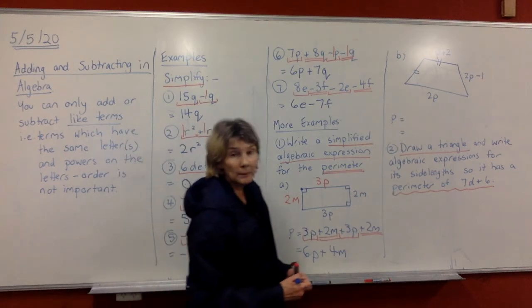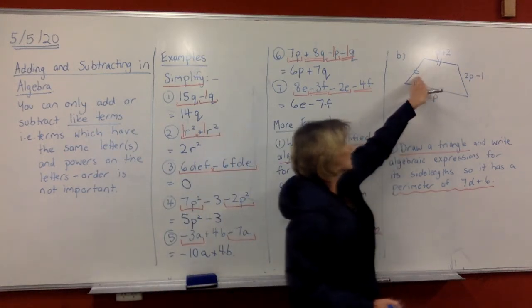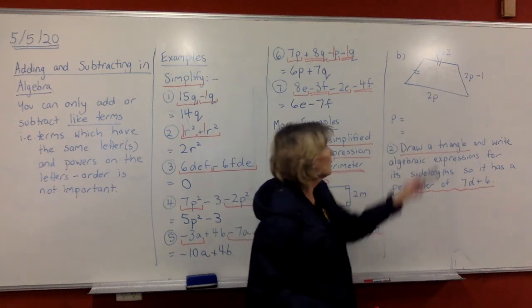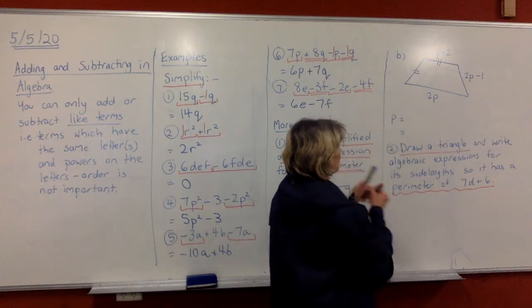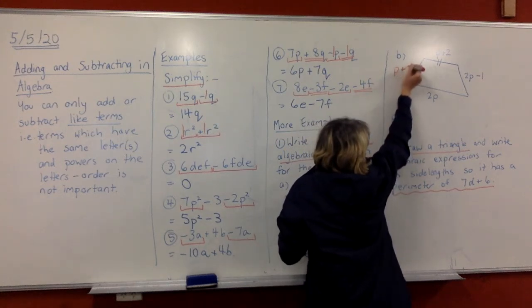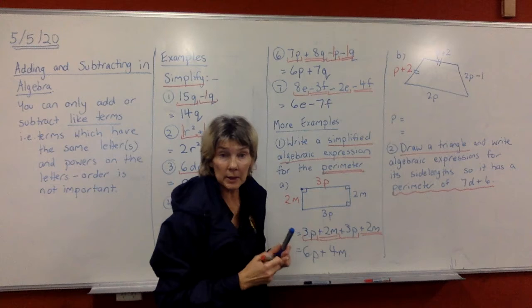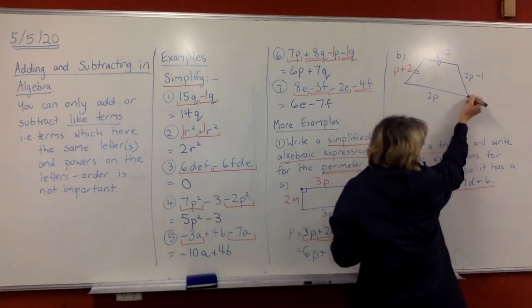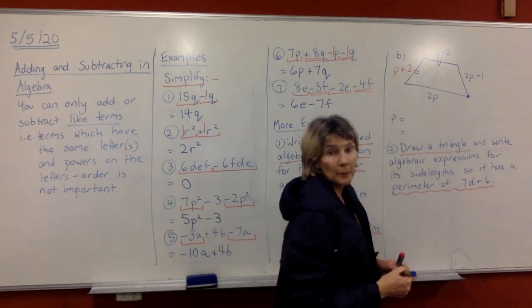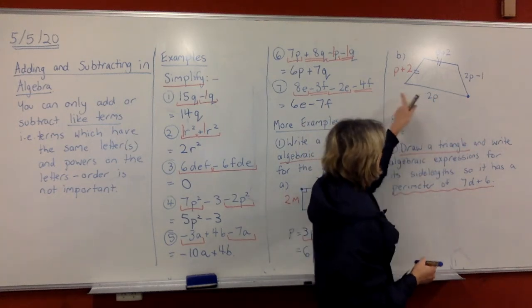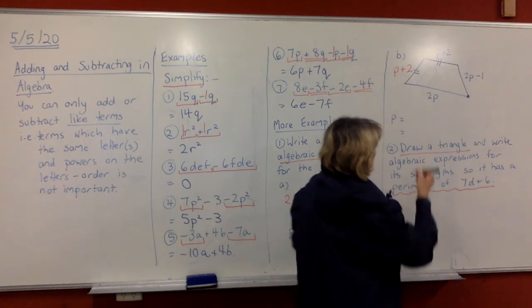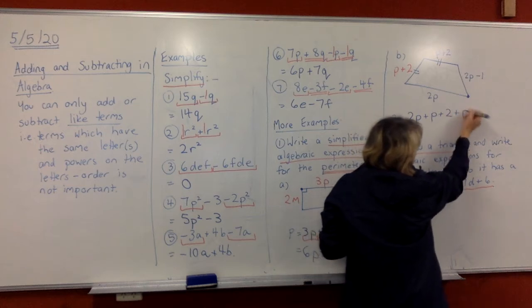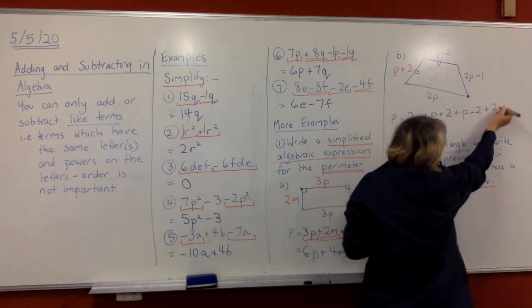So over here in the next one, if you've got equal markings on the two sides here, that means they're the same length. So get your red pen. If that's p plus 2, this must be as well. Okay, so now as I said before, we're doing perimeter. So you can start at any point you like. I might start down here. And just go around the shape and write down all sides. So I'm going to go around like this, in that order. So I've got 2p plus p plus 2 plus p plus 2 plus 2p minus 1.